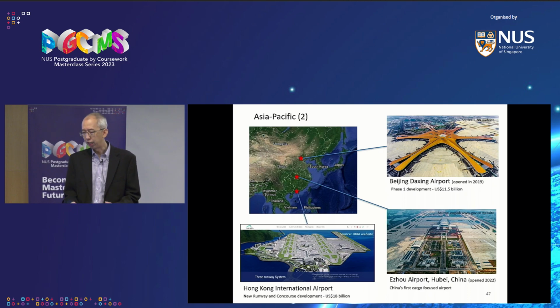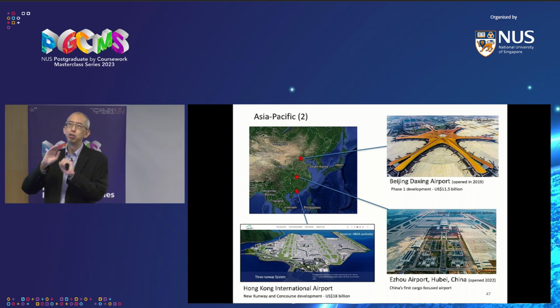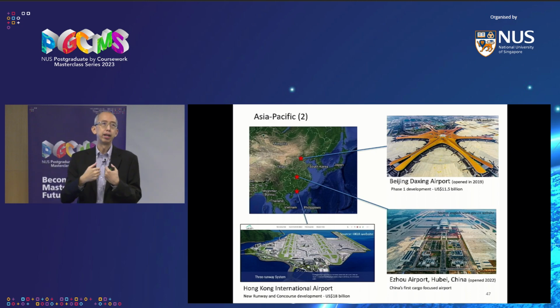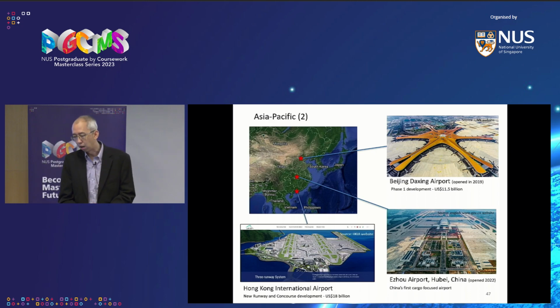And then these are more of the Chinese airports. Beijing Daxing opened in 2019. $11.5 billion. So this is a brand new airport in the south of Beijing city center. The Beijing Capital Airport is more on the north side. So for airports, you can't just build them side by side. You need to try and spread them out so that the airspace doesn't conflict.